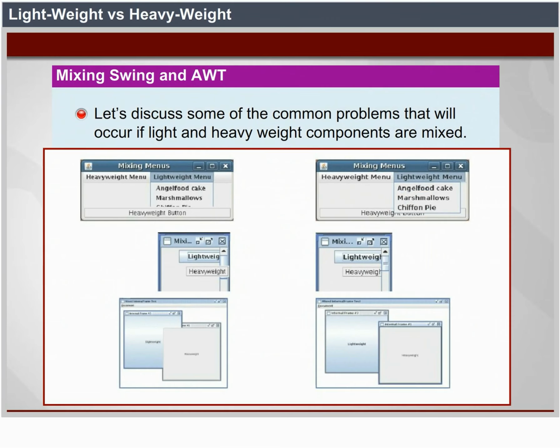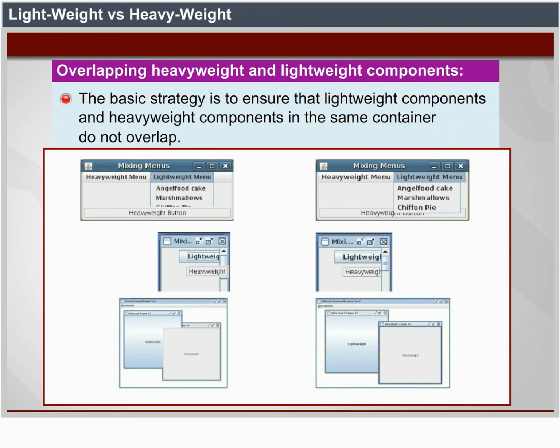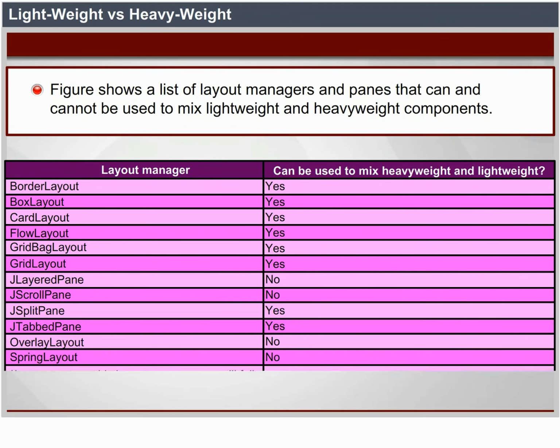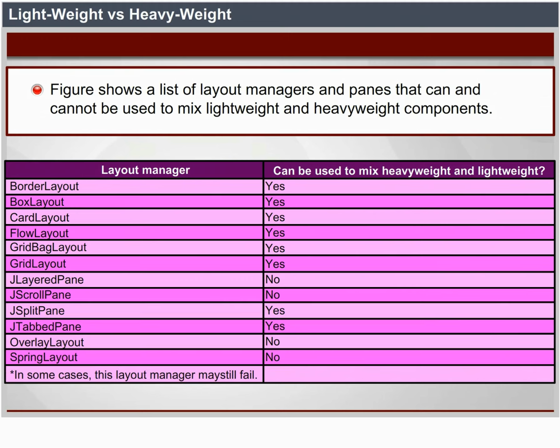Mixing Swing and AWT. Let's discuss some of the common problems that will occur if light and heavyweight components are mixed. Overlapping heavyweight and lightweight components. The basic strategy is to ensure that lightweight components and heavyweight components in the same container do not overlap. This figure shows a list of layout managers and panes that can and cannot be used to mix lightweight and heavyweight components.